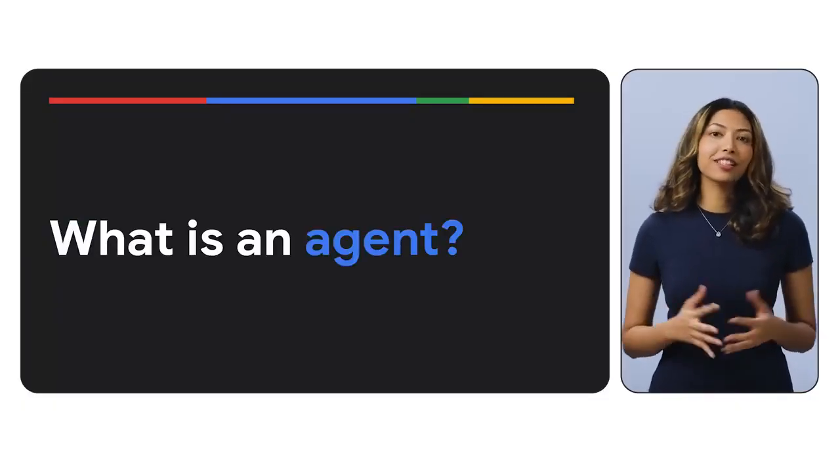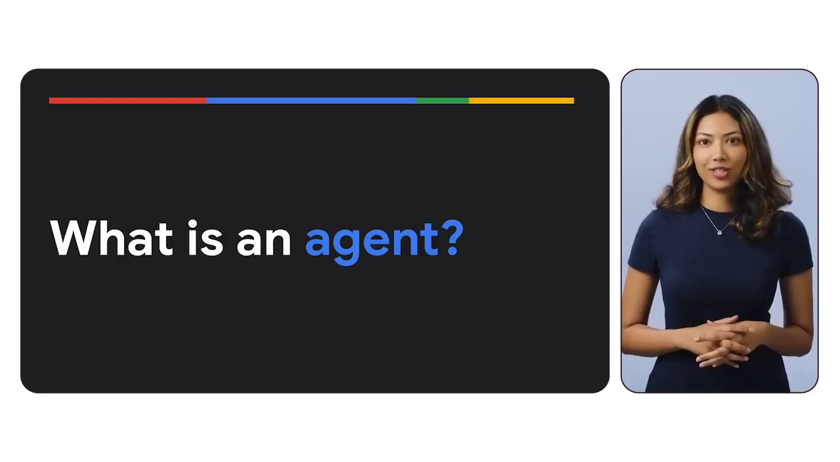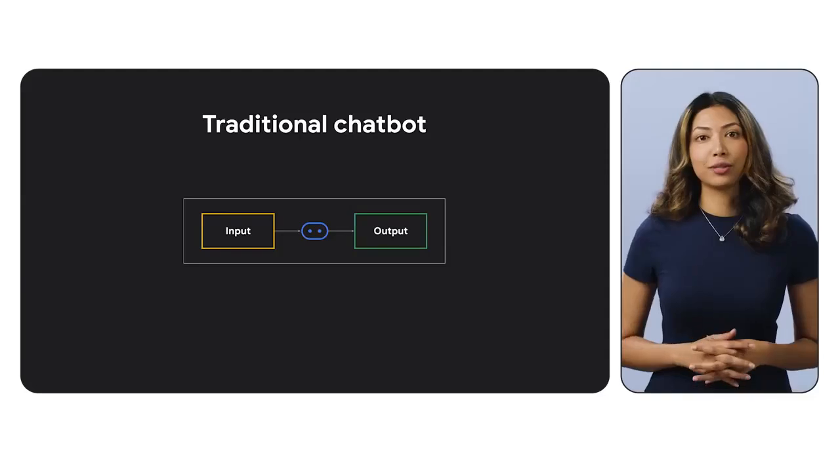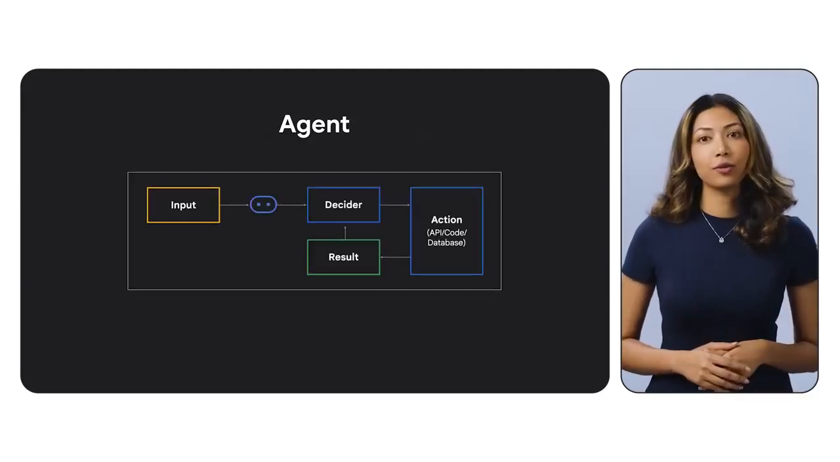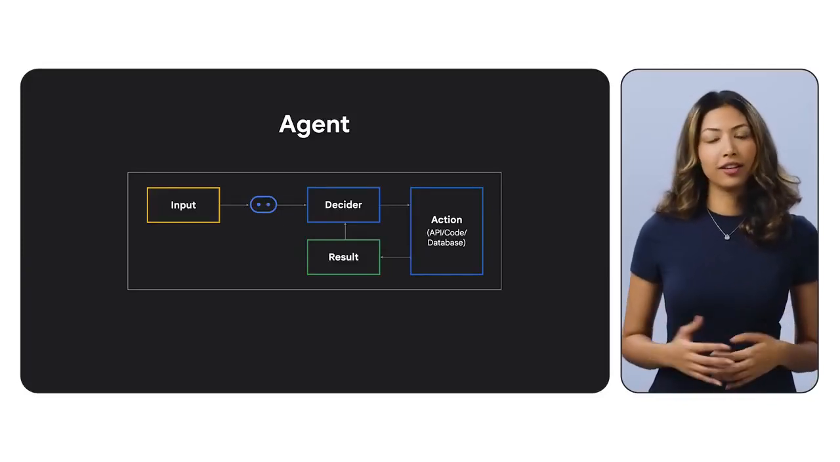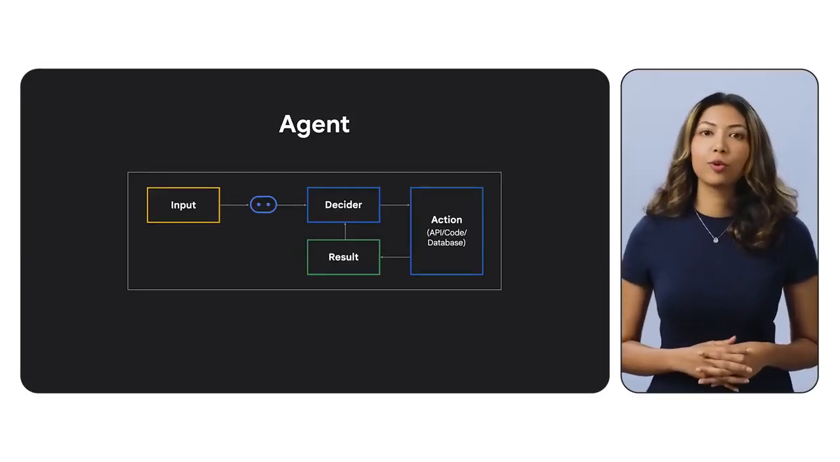At the simplest level, an agent is software that doesn't just answer, it can decide and take action. Instead of generating a single response like a traditional chatbot, it looks at your request, figures out what steps need to be taken, maybe calls an API, runs code, looks at the results, and then decides what to do next.